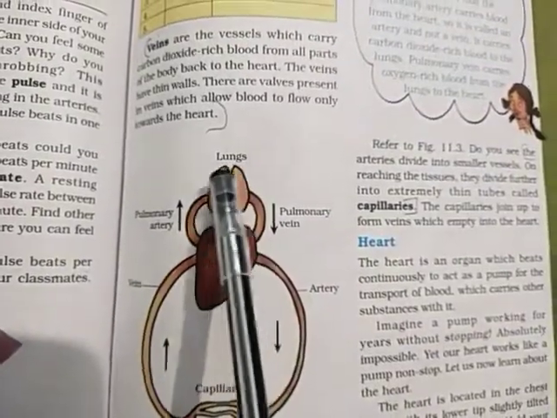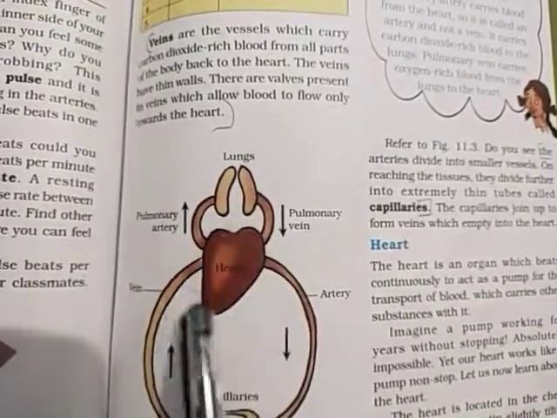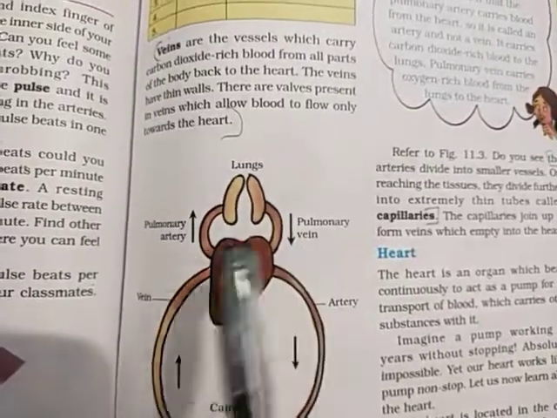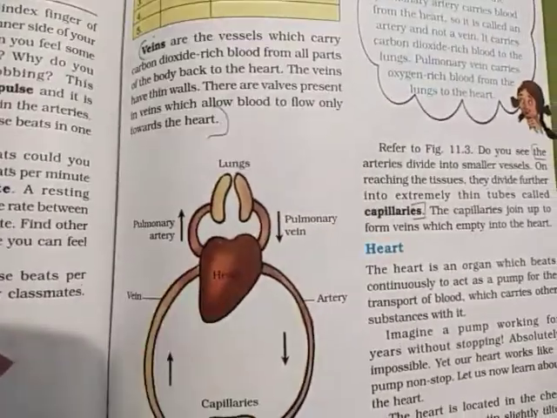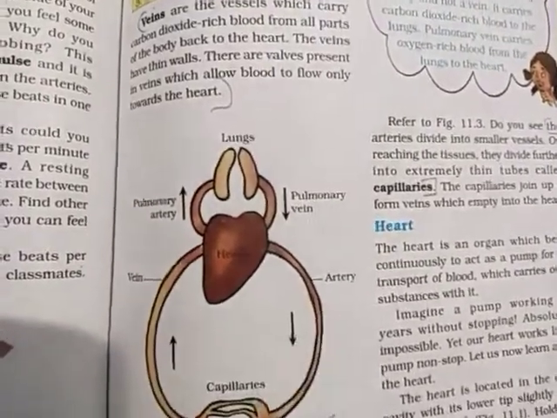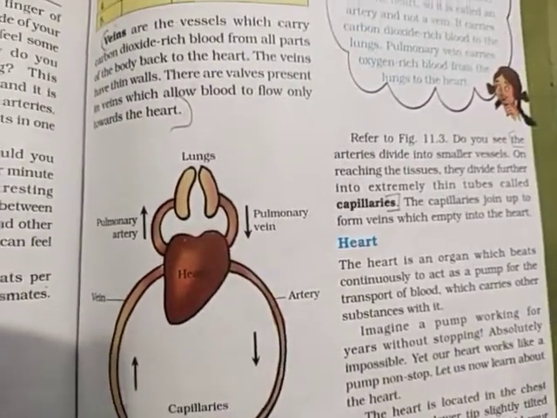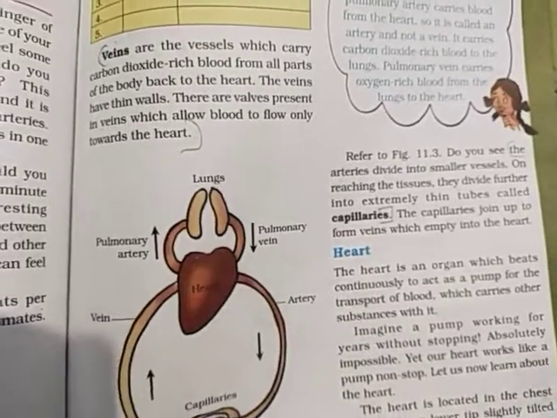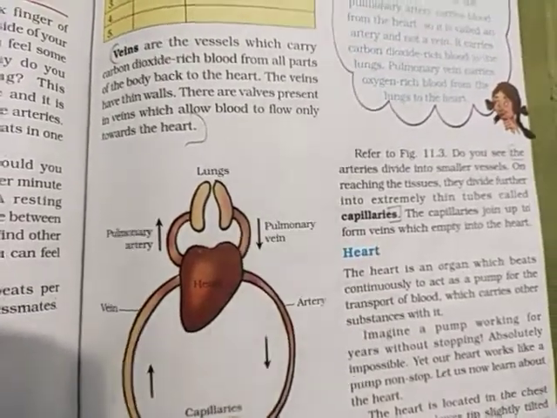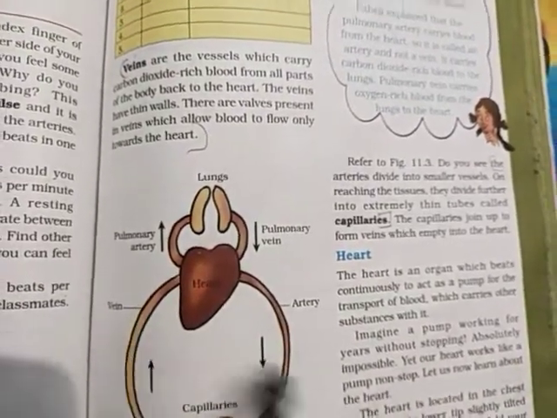Now you can see the structure. These are the two lungs. Then this is the heart, the pulmonary vein and the pulmonary artery. You know that generally arteries carry oxygenated blood and veins carry deoxygenated blood, but there is an artery which always carries deoxygenated blood, that is the pulmonary artery.